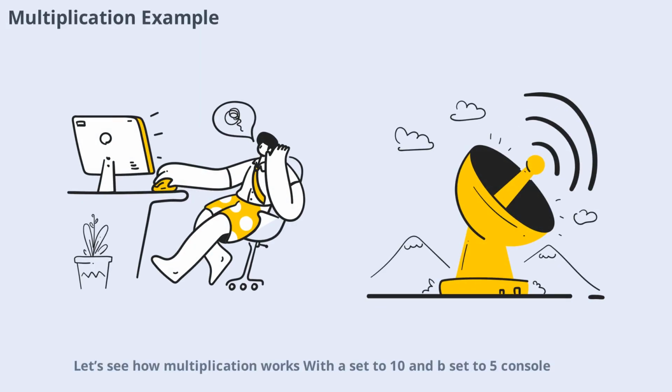See how multiplication works. With a set to 10 and b set to 5, console.log(a * b) calculates 10 times 5, which equals 50. Multiplication is useful for tasks like finding areas, calculating prices for multiple items, or working with repeated patterns. It's a basic operation that helps us handle larger numbers and groups in our code.